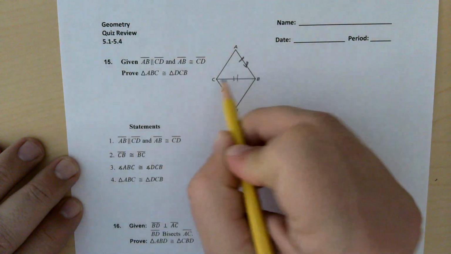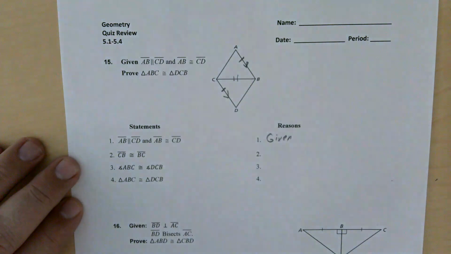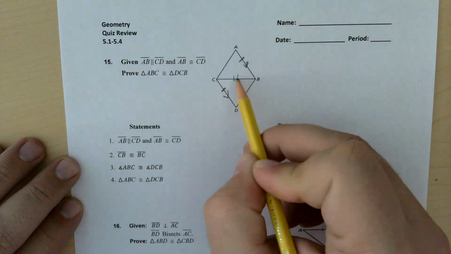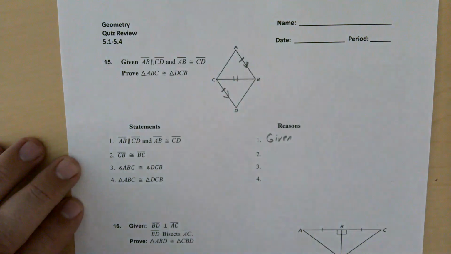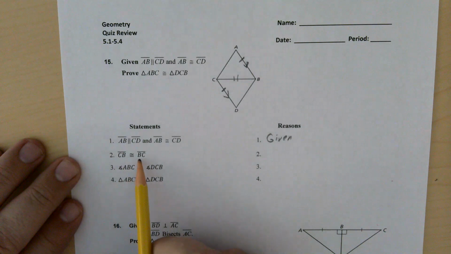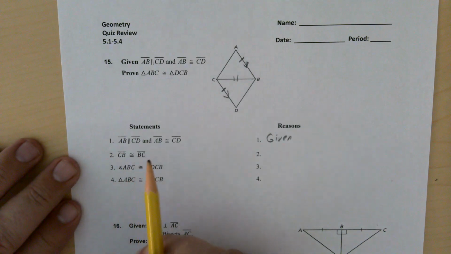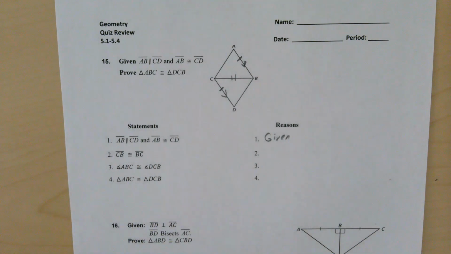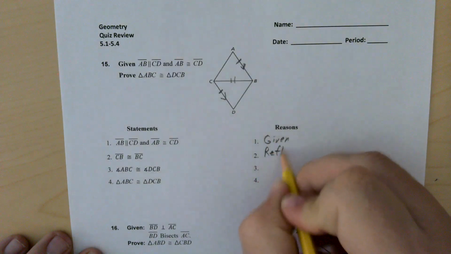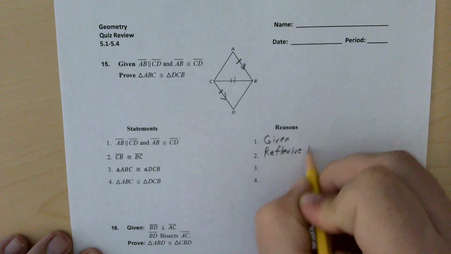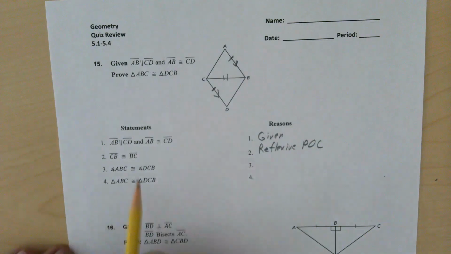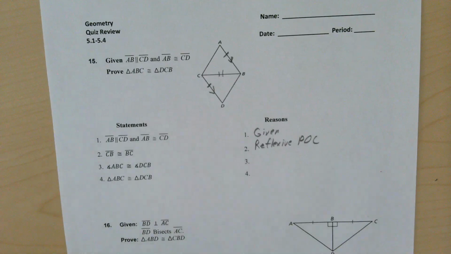CB is of course congruent to CB. Okay, so we have sides, and then we have another side that, of course, we share. We share that side, so we have CB is congruent to BC. You could also say CB, but that is our reflexive. Think about looking in the mirror. We see the same thing. So reflexive property of congruency. So make sure it's POC since we're using a congruent symbol.